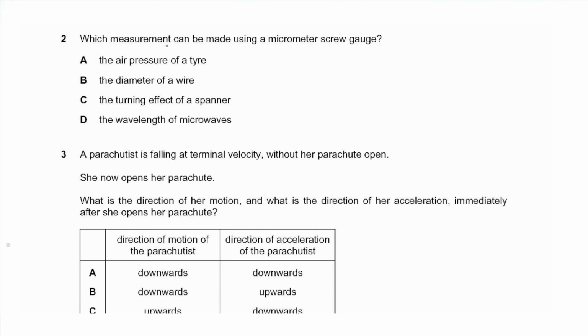Question 2 says which measurement can be made using a micrometer screw gauge? It is not pressure, it can be the diameter of a wire, not a turning effect, it must be calculated, and it's not a wavelength of microwaves. You cannot use a physical measuring device or equipment to measure the wavelength of microwaves, so we choose B.